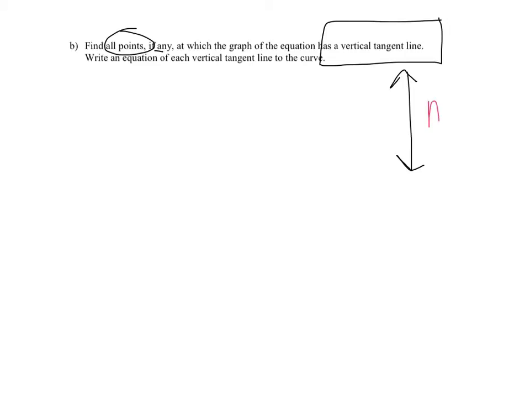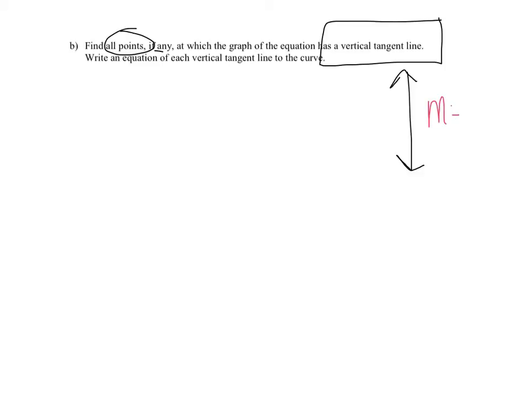Part B, find all points, and again that's plural, if any, so there may be none, at which the graph of the equation has a vertical tangent line. So there's my key: vertical tangent line. So you don't have to memorize anything. Draw yourself a vertical tangent line or vertical line and ask yourself, what do you know about it? Remember, this is calculus, so I want to know about its slope.